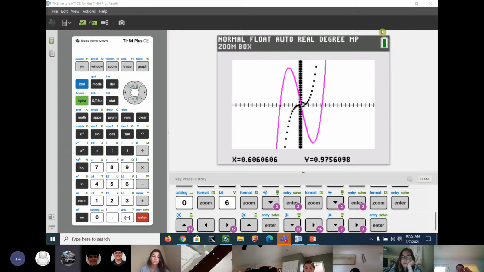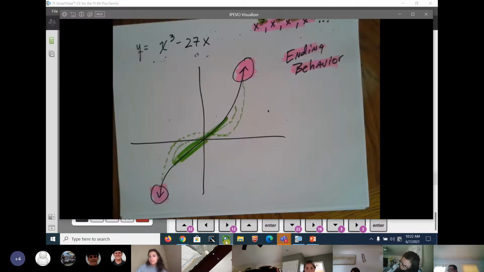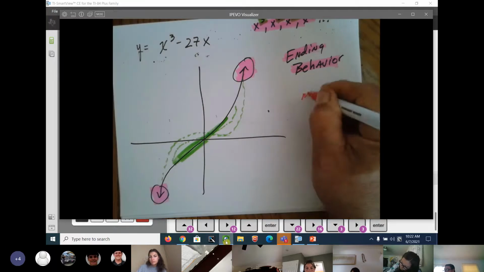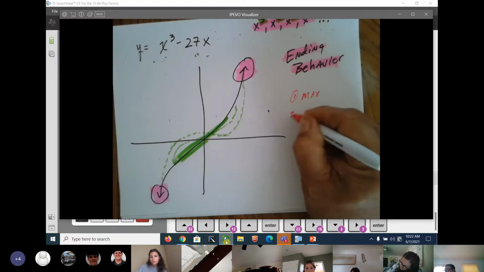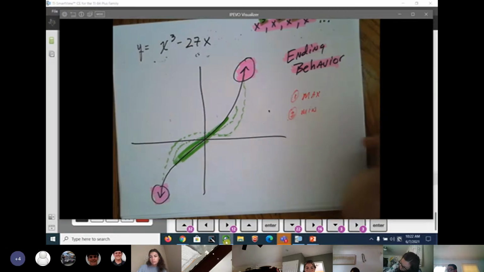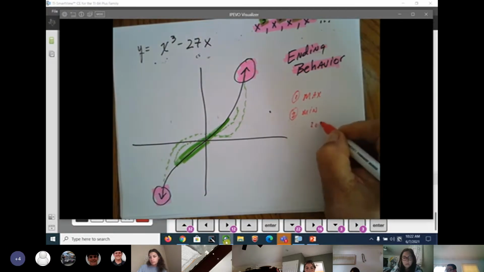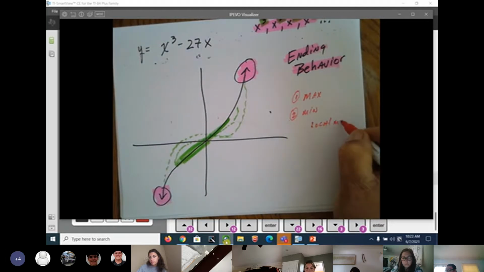Okay, so now let's get the max and the min. Here's the min. Here's the max and the min. There's the max. There's the min. And we need the X-intercepts. Max, min, X-intercepts. Write that down. Also, I'm going to put this in red. What else do you need besides the max and the min? You need the max. You need the min. That's also local max and min, which means the secondary max and the secondary min.